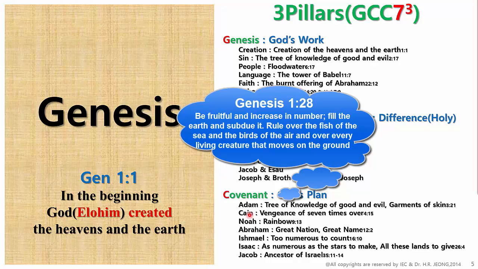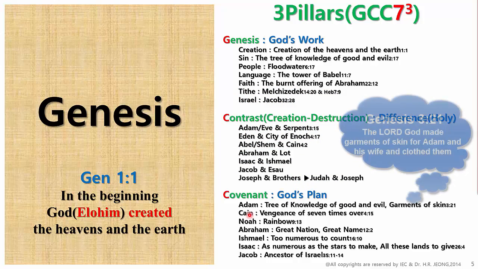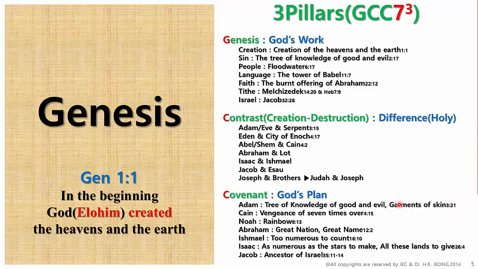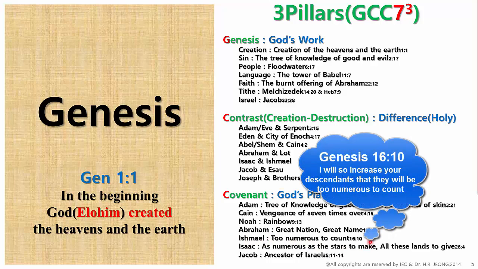Rule over the fish of the sea and the birds of the air and over every living creature that moves on the ground. There was also another covenant of deliverance for Adam in chapter 3, verse 21, in a different aspect. Garments made of skin for Adam and Eve to protect their body instead of the inappropriate fig leaves. This also is a kind of covenant given by the Lord. He also gave a covenant to Ishmael, who was unchosen by him, in chapter 16, verse 10. I will be getting into detail about these leaders next class.